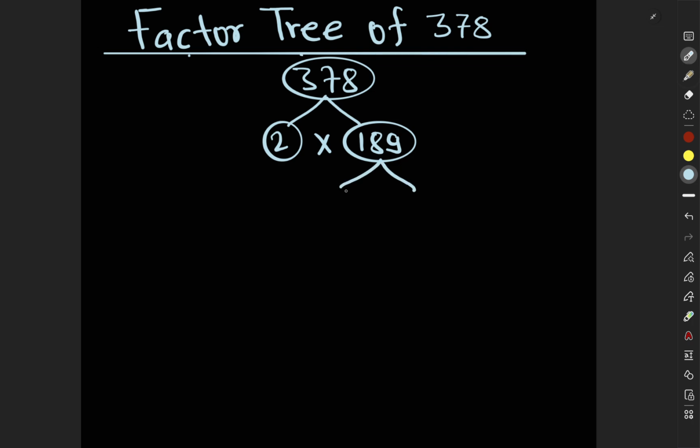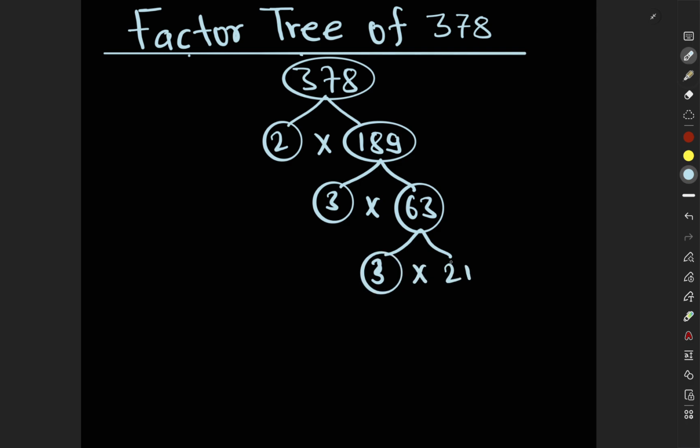189, it can be written as 3 times 63. 3 times 63 means 189. 63, it can be written as 3 times 21. 3 times 21 means 63.